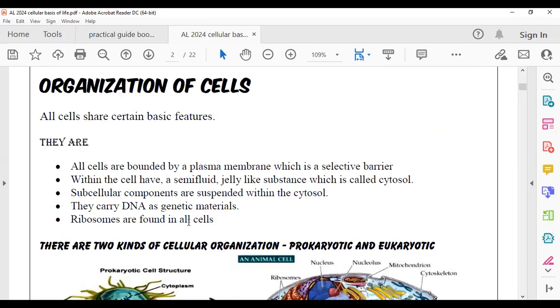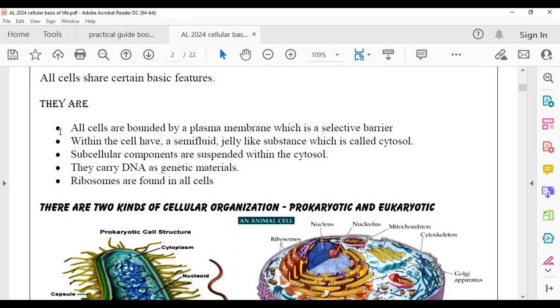Remember, in any cell, if you take any cell, plant cell, animal cell, microorganism cell, there will be 5 major components. How many components?